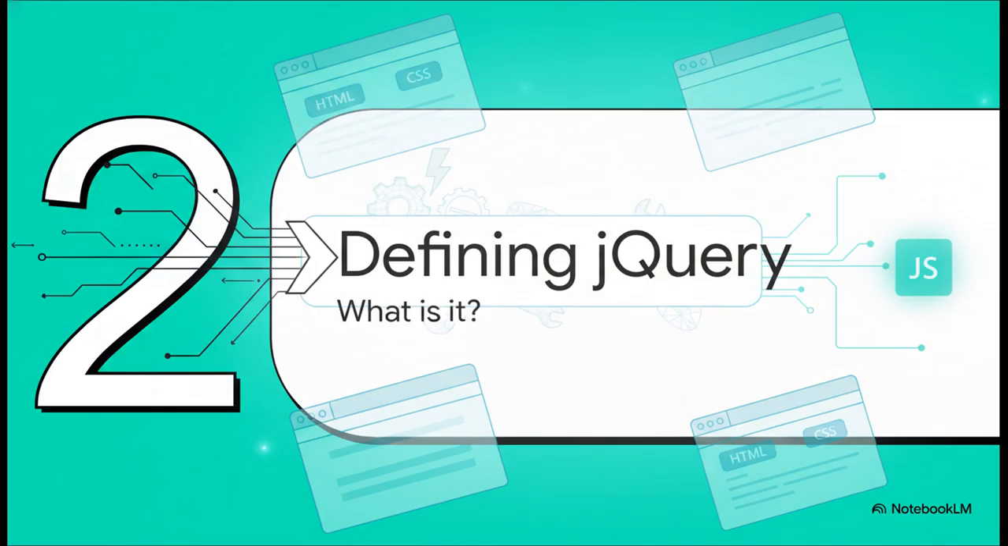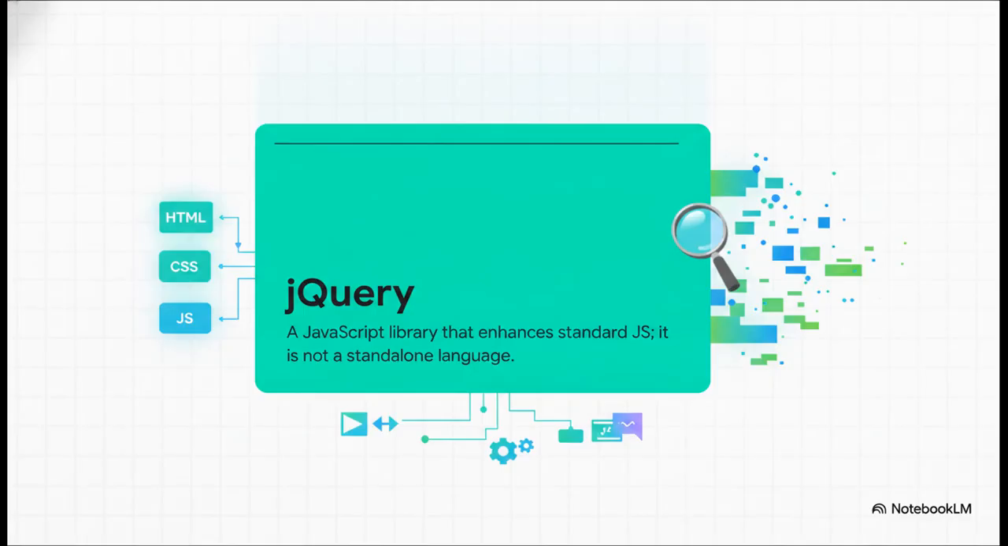We need to make sure we know exactly what primary vehicle we're driving for this journey. So the crucial point is this. jQuery is a JavaScript library that enhances JavaScript. It is emphatically not a standalone language on its own. There's a huge myth out there that it's a separate language, and we need to bust that right now. It simply takes the JavaScript you already know and supercharges it, making your workflow faster and much more intuitive.